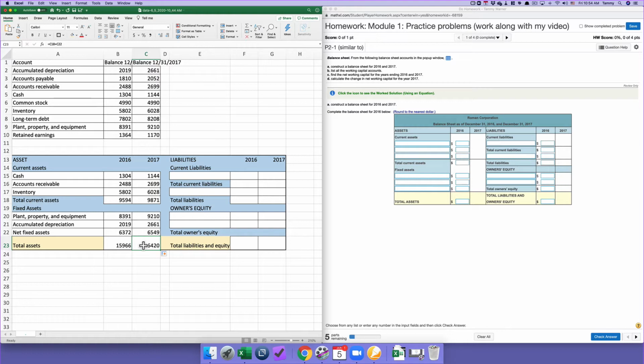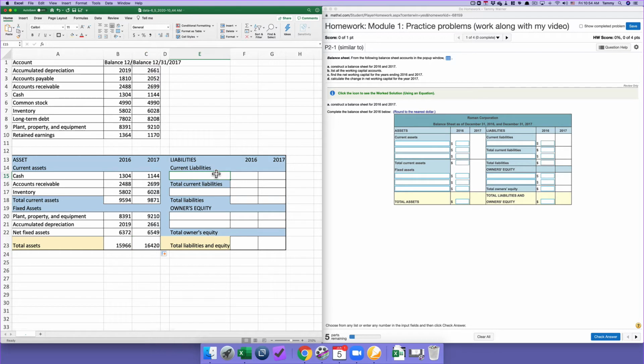I've set this up so you can have a couple of check my works. But I obviously can't check my work over here in Excel. I hope I got it right. I'm not going to check my work until the end when I can click to see the worked solution.